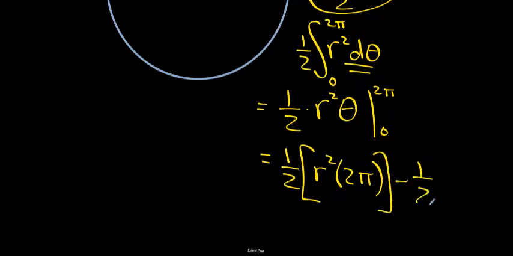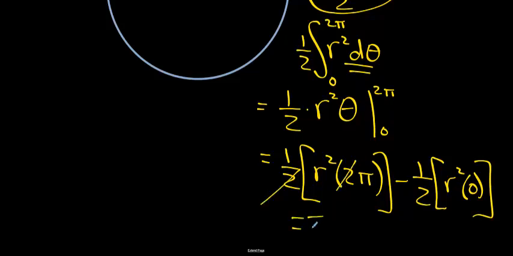Minus 1/2 times r squared times 0, right? Just to remind us about the fundamental theorem. So what do we got here? We've got the 2's cancel, and we've got pi r squared. That's the area of a circle, right? Now, if I had replaced the r with 1, we would just have pi.